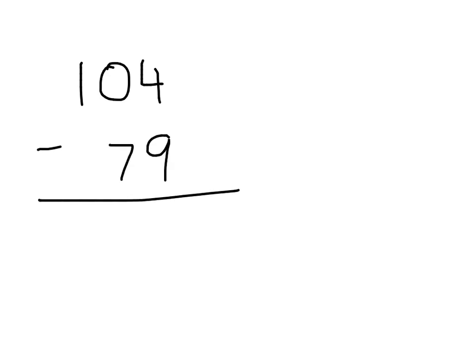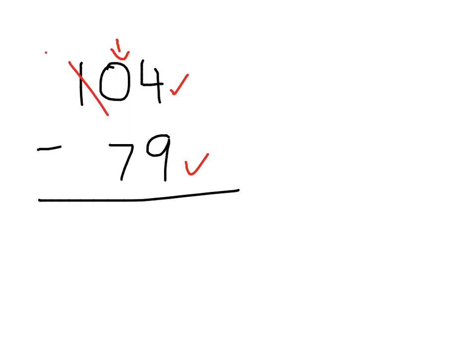Let's do another one. Let's go with 104, take away 79. Starting with my ones column, 4 can't take away 9, so I need to borrow from my tens column. I can't actually borrow because there's nothing there to borrow, so I need to jump over to my hundreds.